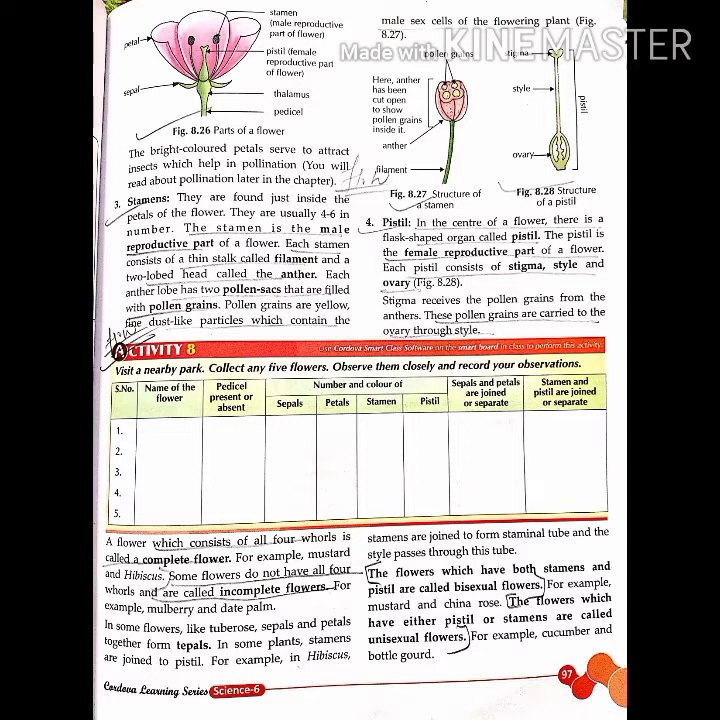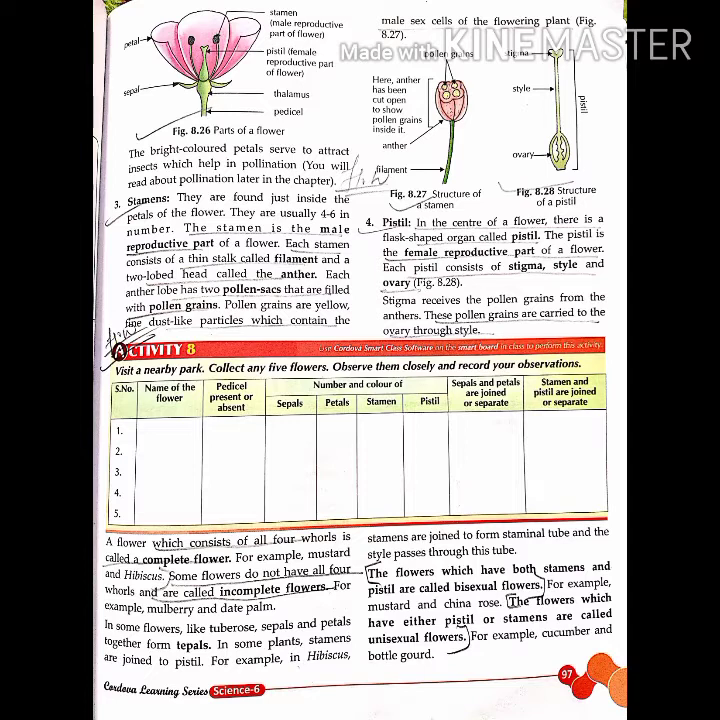Then the unisexual flower. The flowers which have either pistil or stamen are called unisexual flowers. Uni means single. Such a flower will have either the stamen or the pistil, either the male reproductive part or the female reproductive part. That type of flower is called a unisexual flower.